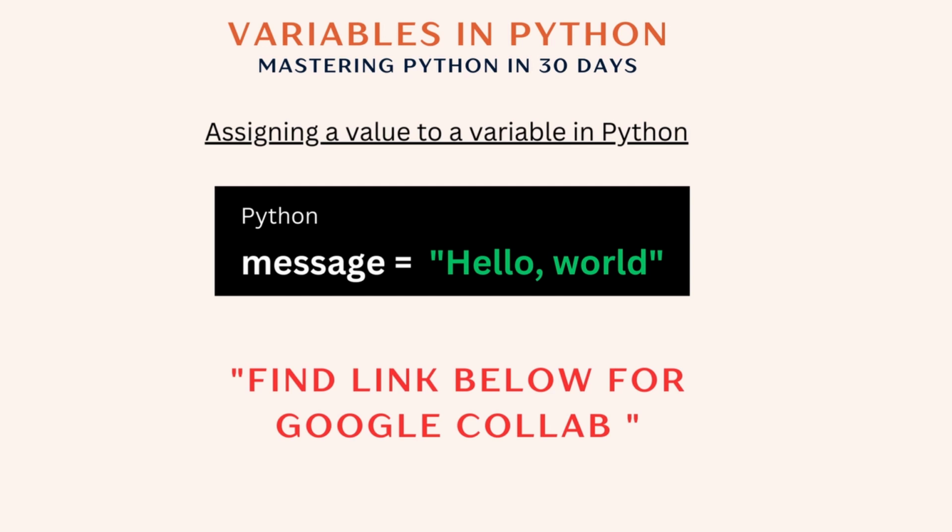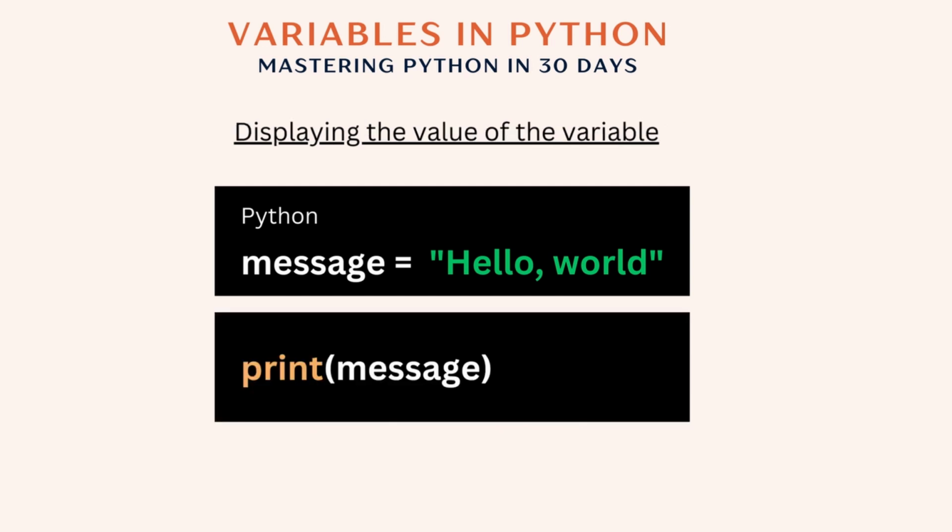Now that we have assigned a value to our variable, we can use it in our program. Let's print the message on the screen. So to display the value of the variable, we can use the print function. It's a handy way to output information in Python, and you can see it in this line of code. When we run this code, it will display hello world on the screen. Simple.